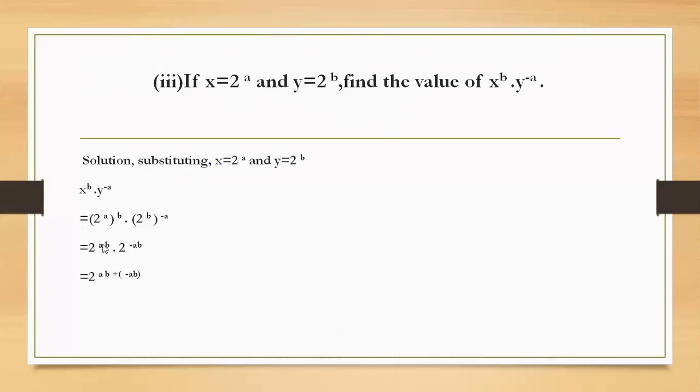Then 2 to the power ab, and this plus minus this, because base same, then when you multiply, power is added. So ab minus ab will be 0, then 2 power 0 means 1. 1 is the answer of this question. Okay? I hope you have understood this.